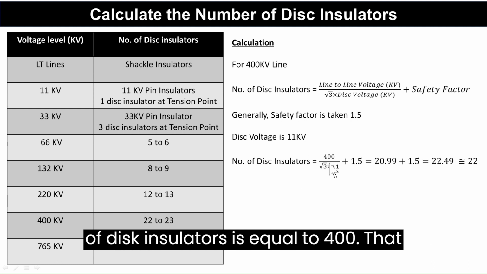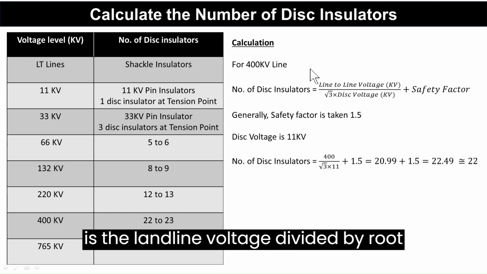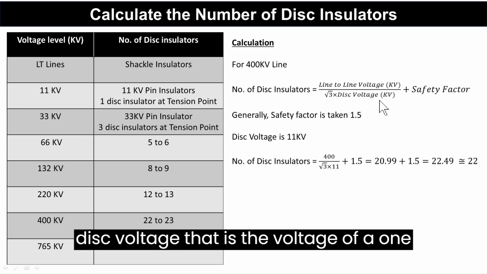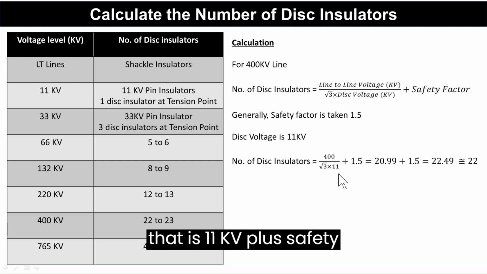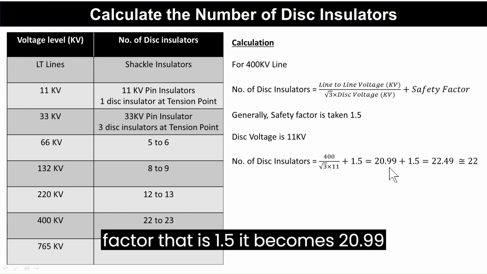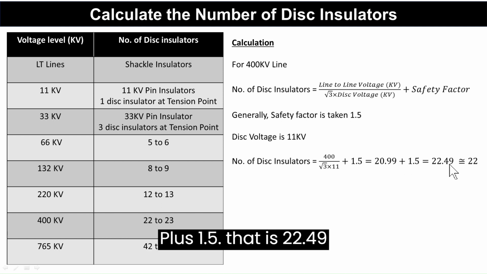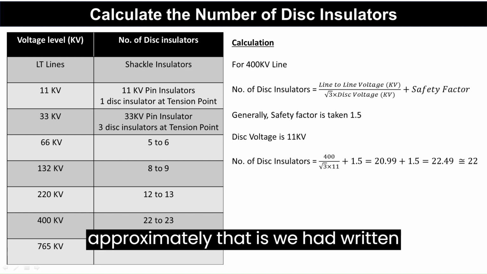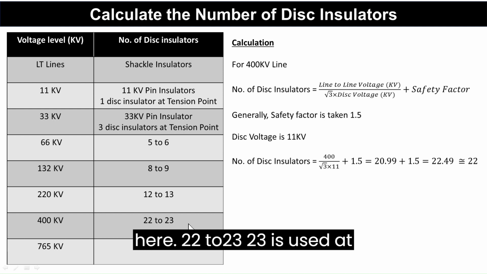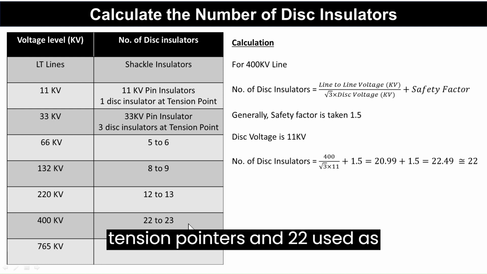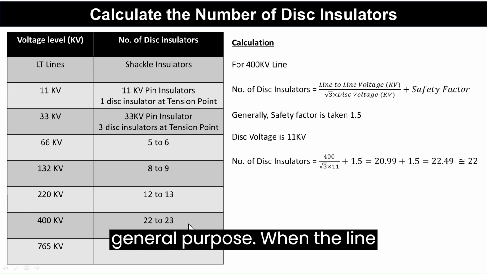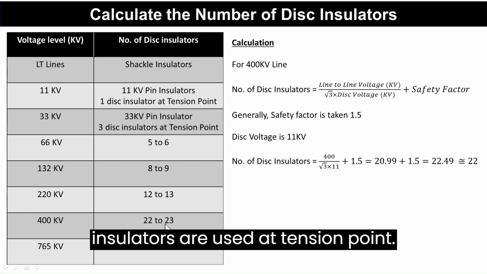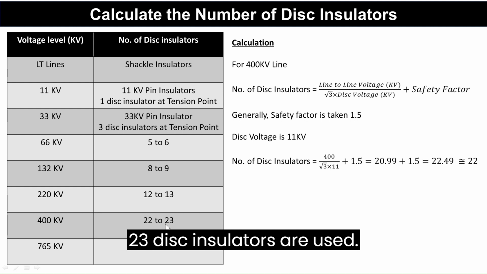The number of disc insulators is equal to 400, that is the line-to-line voltage, divided by root 3 times the disc voltage, that is the voltage of one disc, 11 kV, plus the safety factor, 1.5. It becomes 20.99 plus 1.5, that is 22.49, approximately 22. That is why we have written here 22 to 23. 23 is used at tension points and 22 is used for general purposes. When the line is going straight, it is not a tension point. At other than tension points, 22 disc insulators are used. At tension points, 23 disc insulators are used.